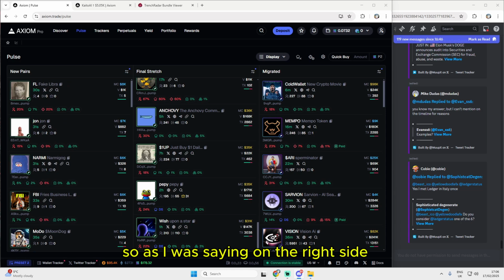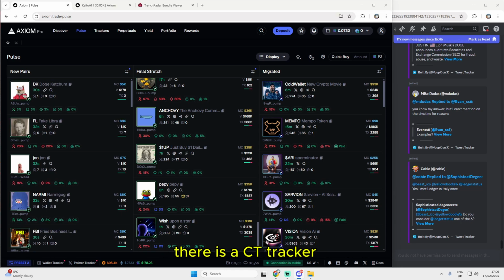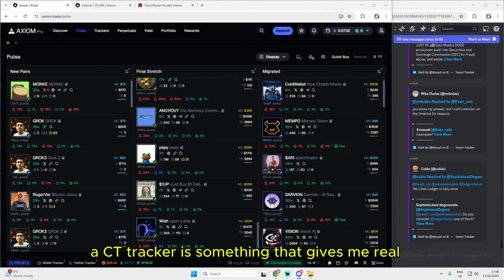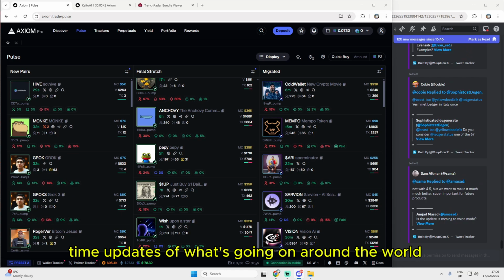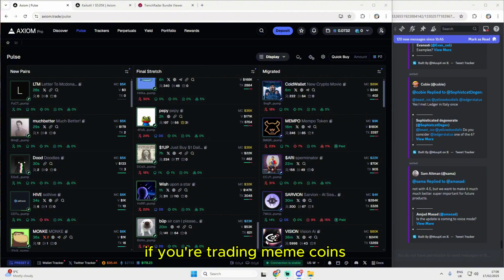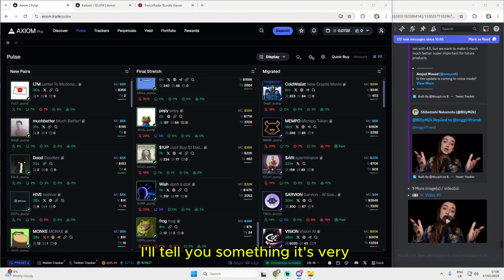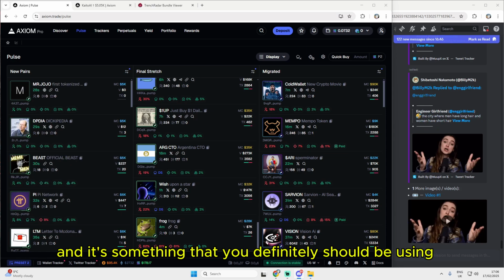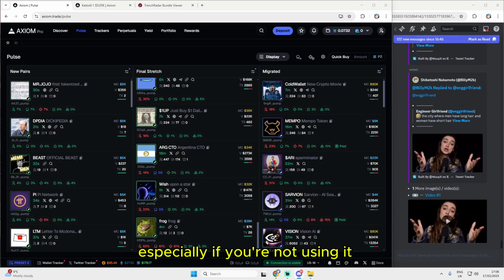So, as I was saying, on the right side there is a CT tracker. You might be asking, what is a CT tracker? A CT tracker gives me real-time updates of what's going on around the world. You might be asking why you need that if you're trading meme coins. I'll tell you, it's very, very important, and you definitely should be using it if you're not.